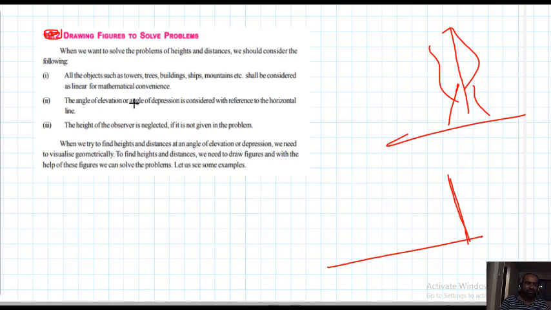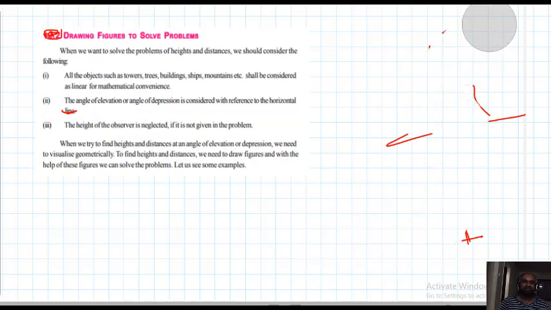The angle of elevation or depression is considered with reference to the horizontal line only. The height of the observer is neglected if it is not given in the problem. For example, if the height of the person is mentioned, no problem. If the height of the person is not mentioned, the height is neglected, meaning a dot is taken as the position of the observer on the ground. So this is the information about heights and distances.